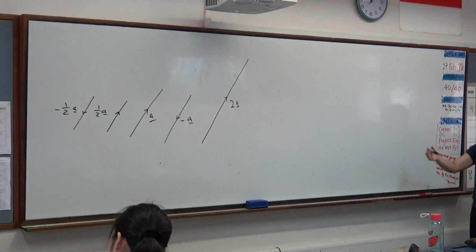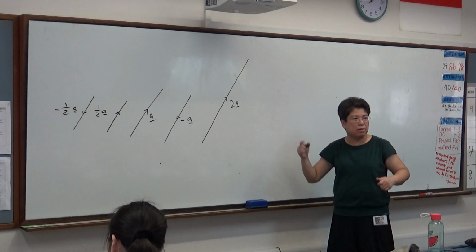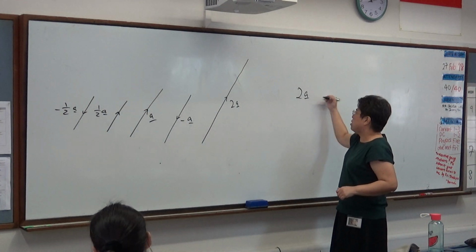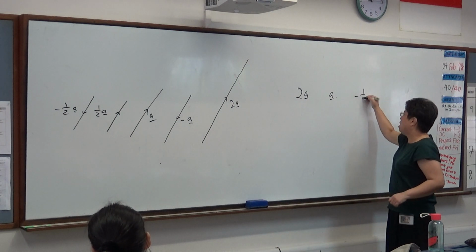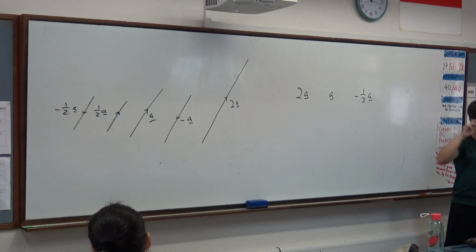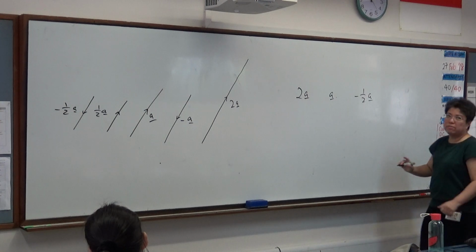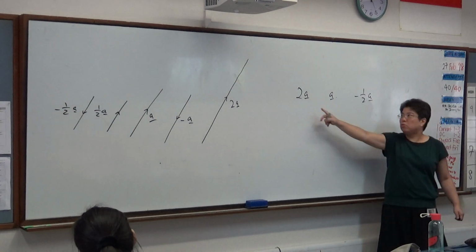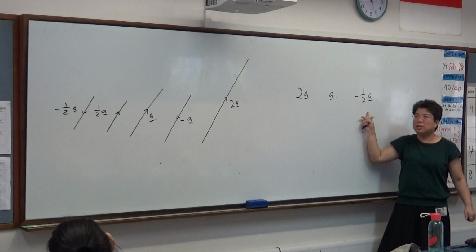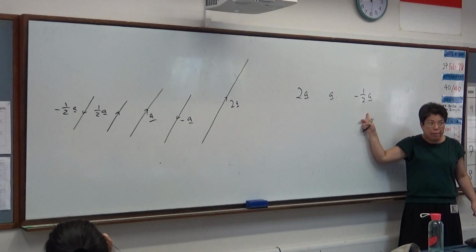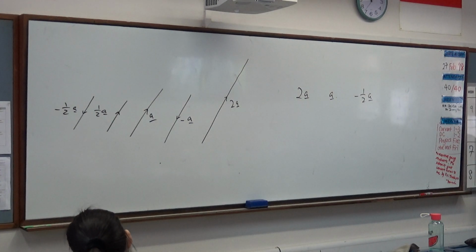Now, from the diagram that I've drawn here, class look up. Do you agree that 2A and A and negative half A and so on, they must be parallel? Correct. They must be parallel. Agree, class? Which two has the same direction? 2A and A, right? A and negative half A will have different direction, but they are still parallel. Do you understand? Just that they point in the opposite way. Everybody okay? So this is called scalar multiple.